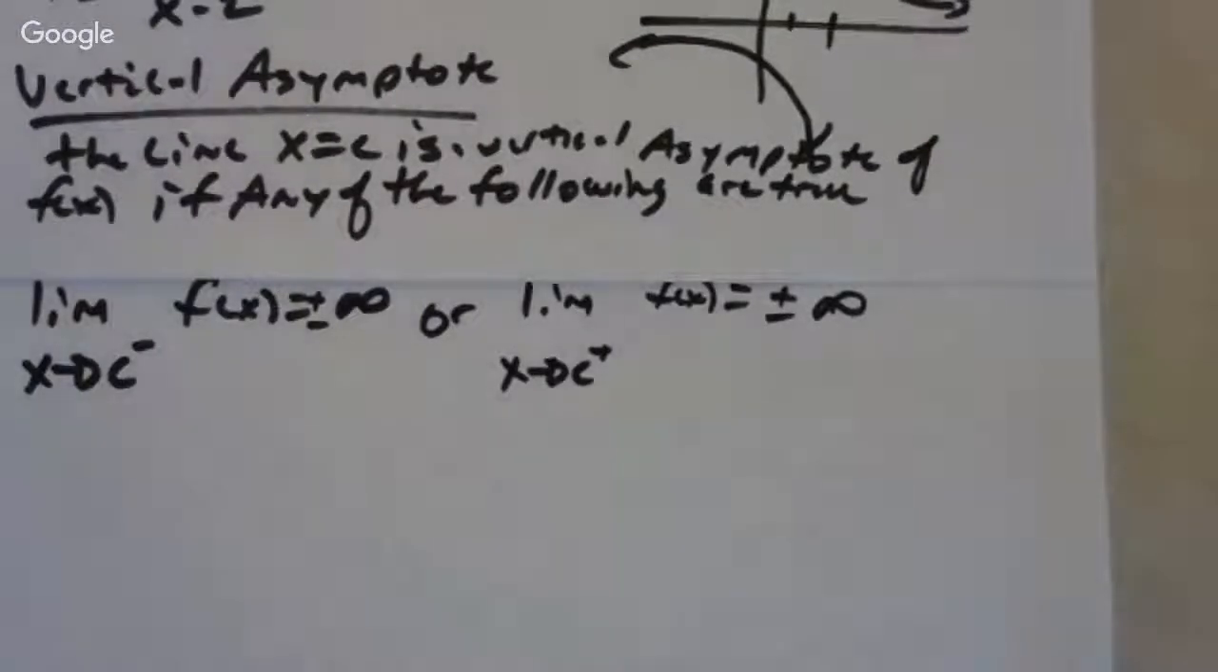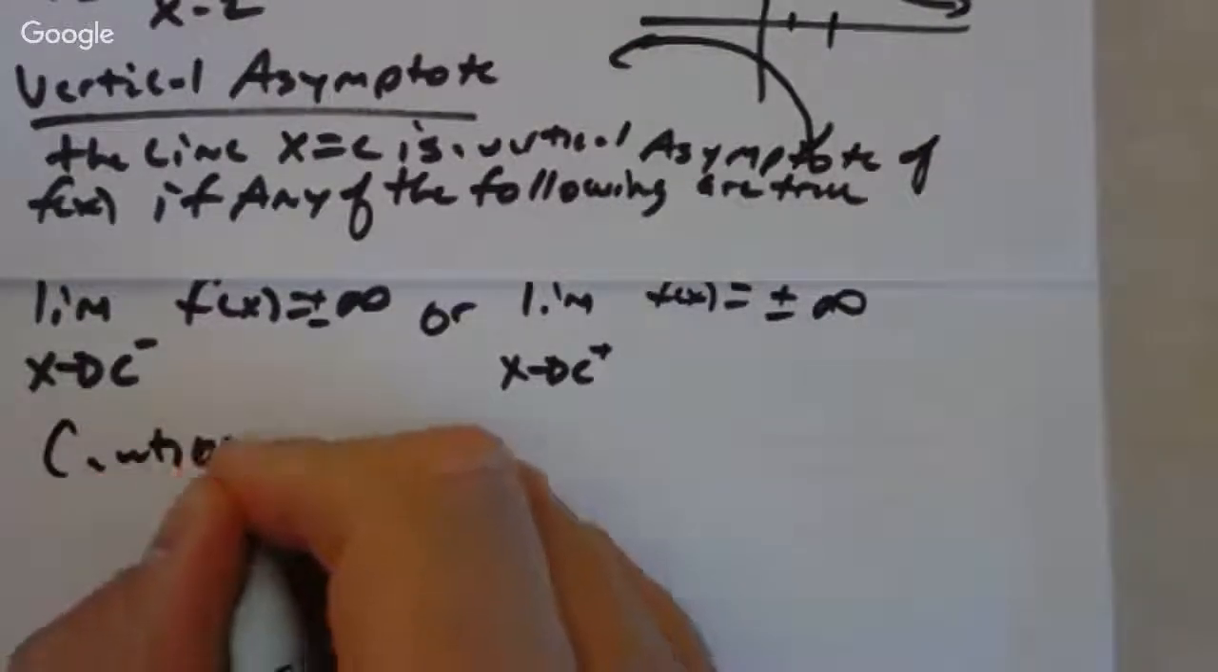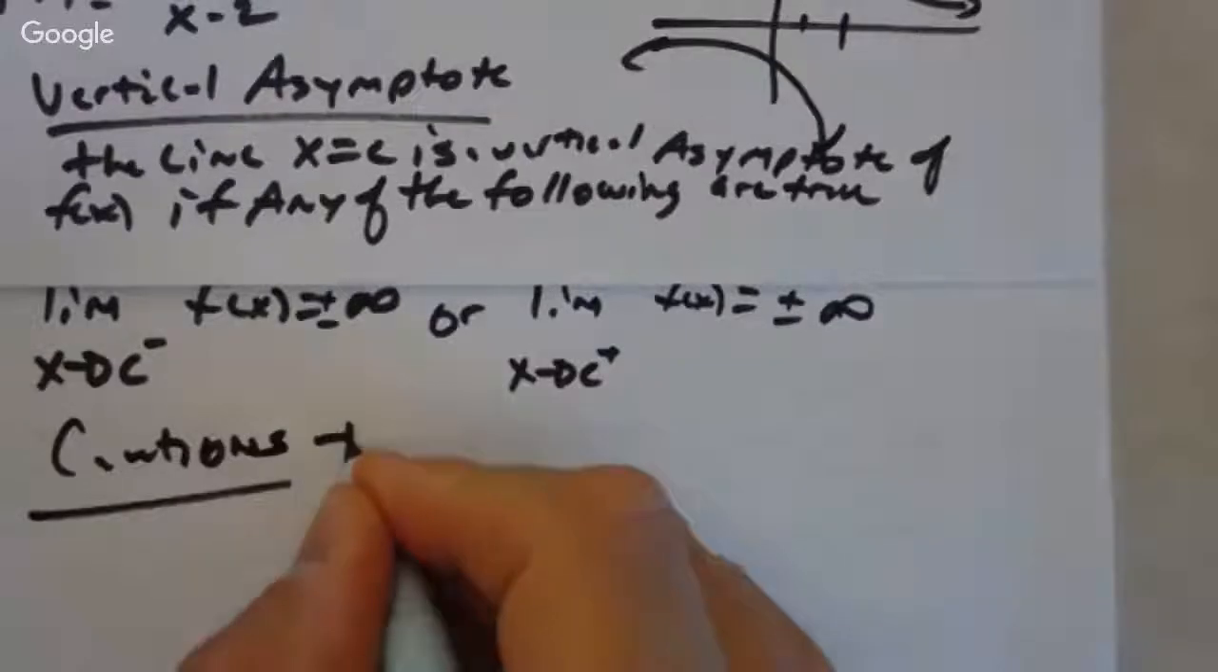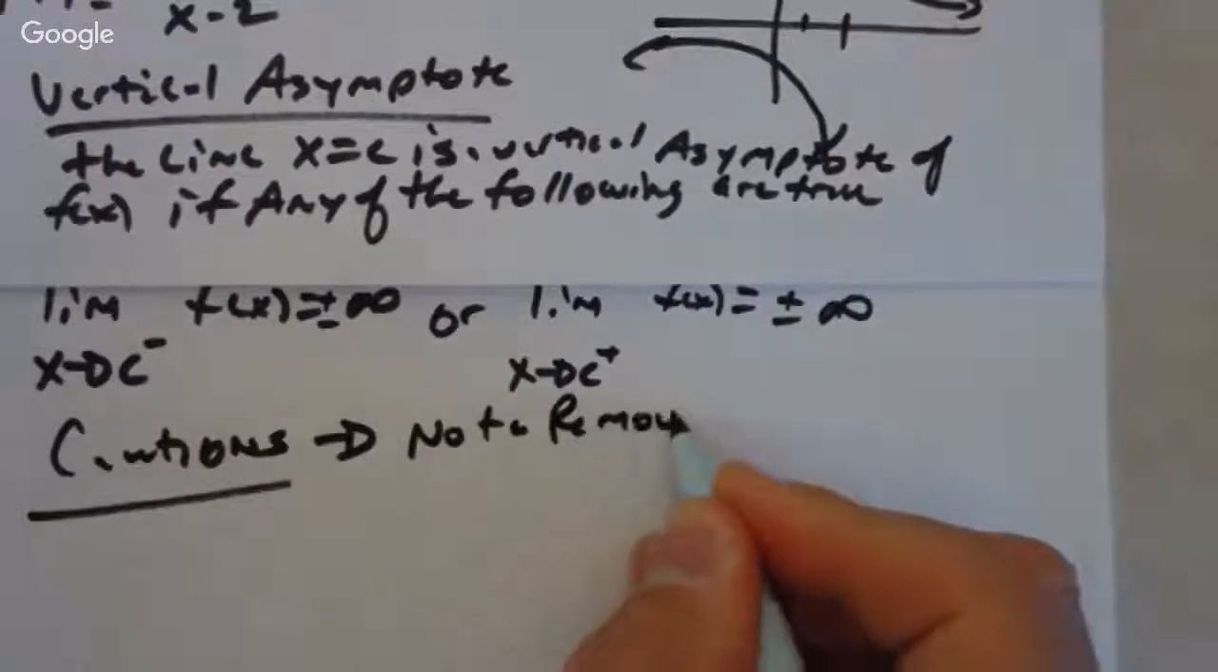So really, what did it do? It gave us a more rigorous definition of what we were talking about. More rigorous. Okay, so note, and I also like to give cautions. Cautions, note, this is not a removable discontinuity.